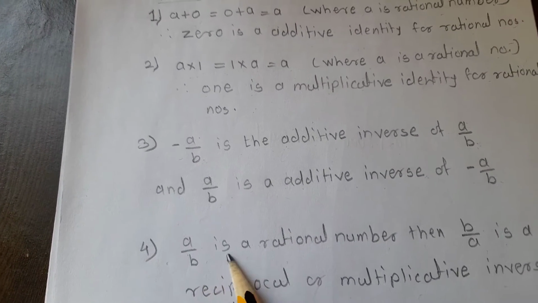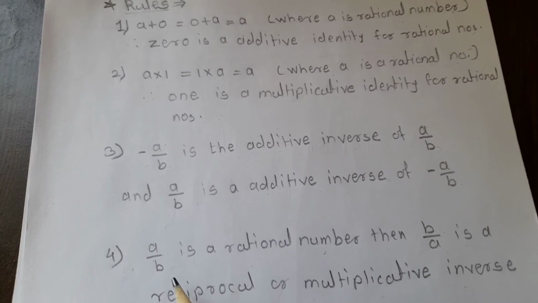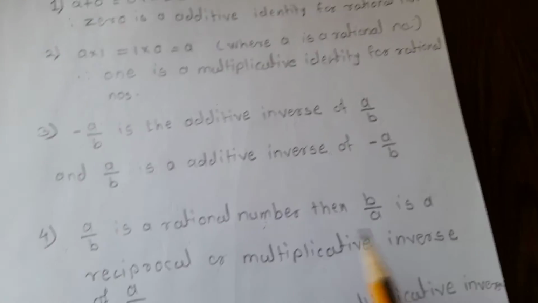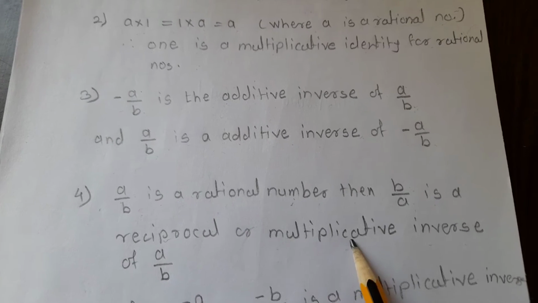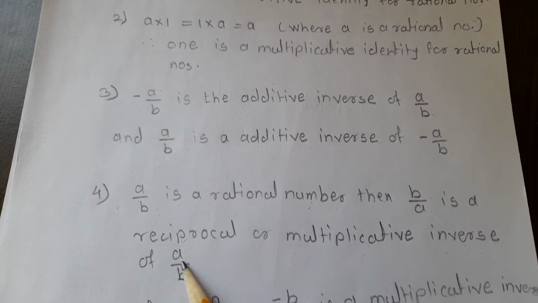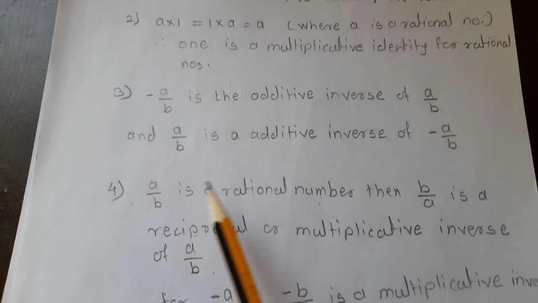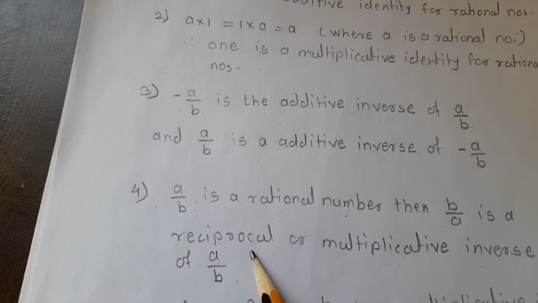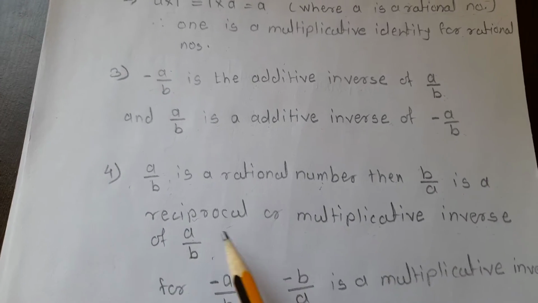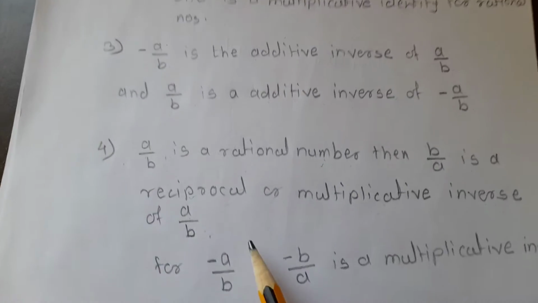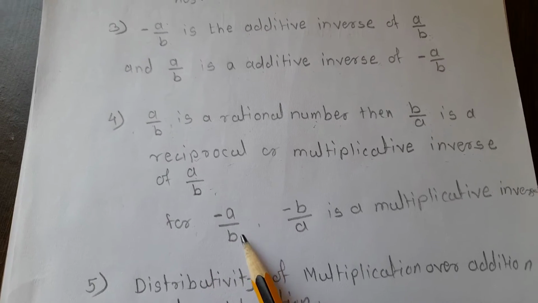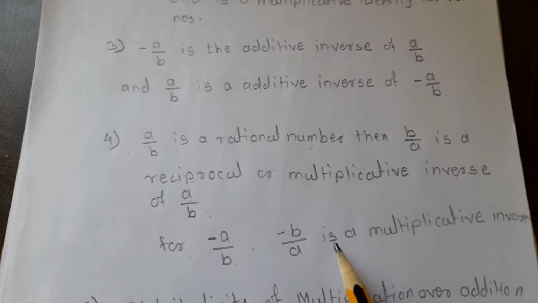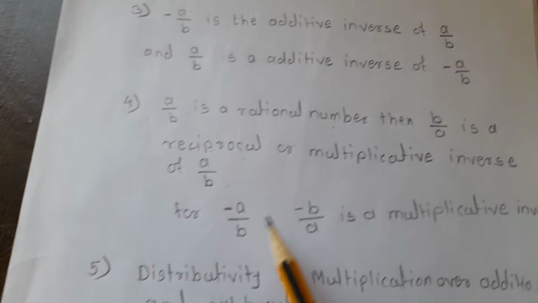Fourth rule: if a upon b is a rational number, then b upon a is the reciprocal or multiplicative inverse of a upon b. And for minus a upon b, minus b upon a is the multiplicative inverse.